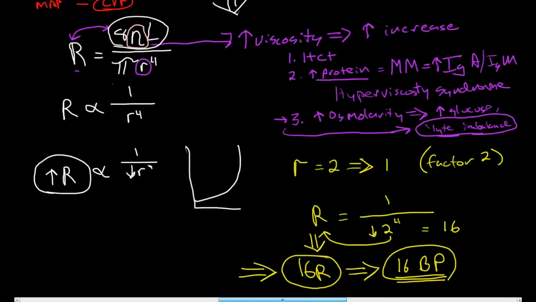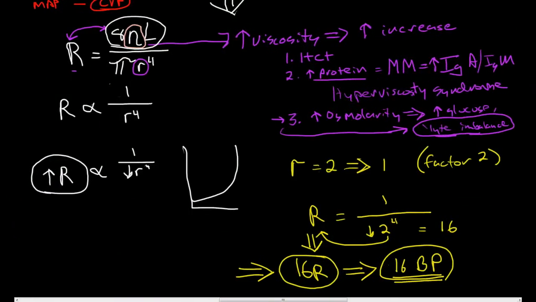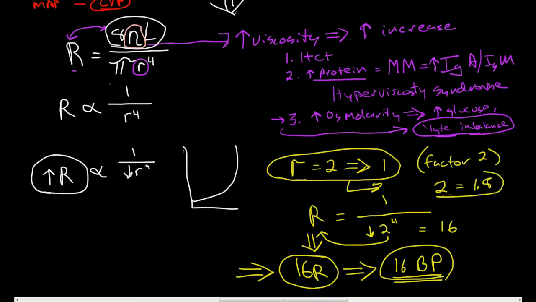Now, that gives you an example. Usually the body does not decrease the radius by half in the entire arterial vasculature at once, but you can see what would happen if it did. Actually very small changes, if you took a radius of 2 and decreased it by 10%, down to 1.8, even this small change, and I'm not going to do the calculation right now, would have a significant effect on resistance and an equal effect on blood pressure.